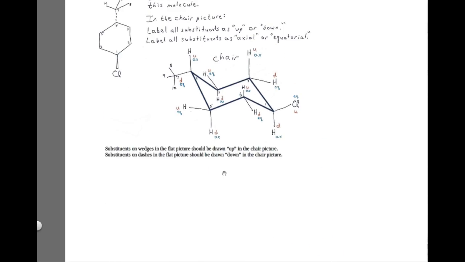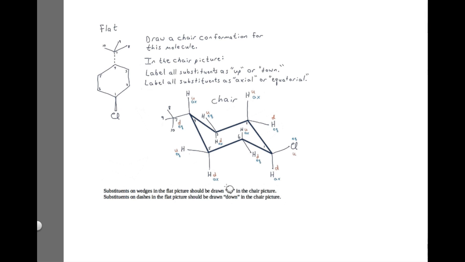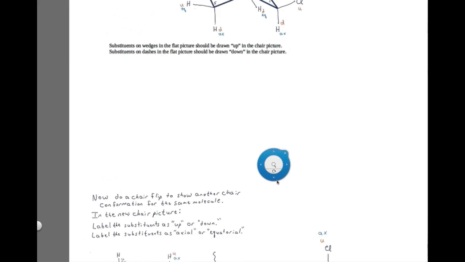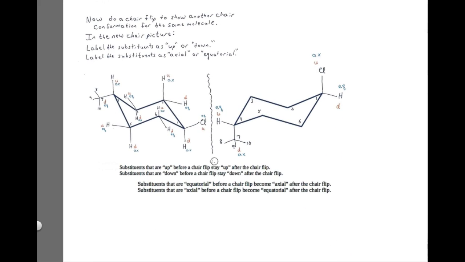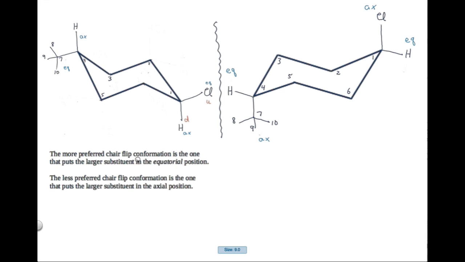So we've learned how to go from a flat picture to a chair picture using this rule, and we've learned how to go between two chair flips using this rule. Now, when you compare these two chair flips, which is the preferred chair flip? Which is more stable? The molecule can flip back and forth between these two conformations. Sometimes the molecule will look like this on the left, and sometimes it'll flip and look like this on the right. Well, here's the rule for choosing between the chair flips.